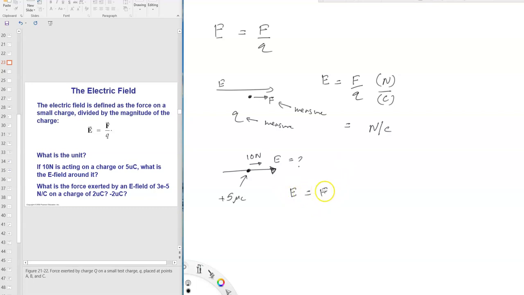The electric field is force divided by charge. 10 newtons divided by 5 microcoulombs. So 10 divided by 5, actually this can be written as 10 over 5 times 10 to the negative 6 coulombs. This is newtons. So we have 2 times 10 to the 6, this negative becomes positive, 2 times 10 to the 6 newtons per coulomb as the electric field. Yep, here you have the answer.